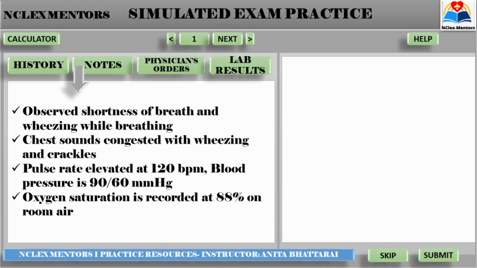Pulse rate elevated at 120 beats per minute. Blood pressure is 90 by 60 mmHg. Oxygen saturation is recorded at 88% on room air.